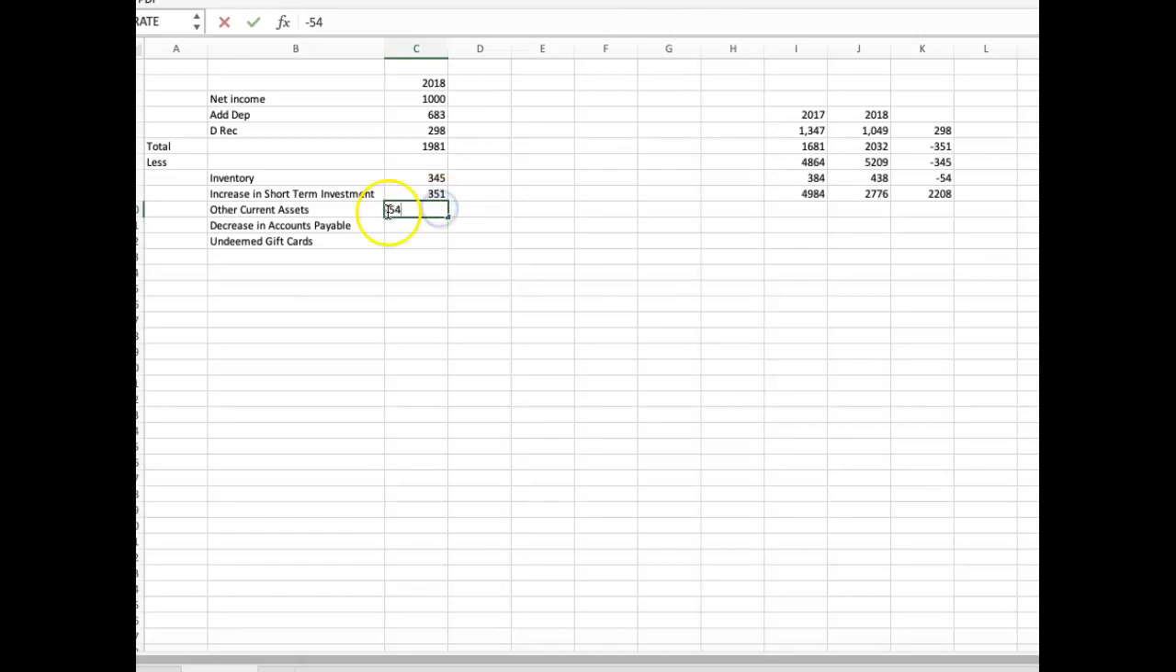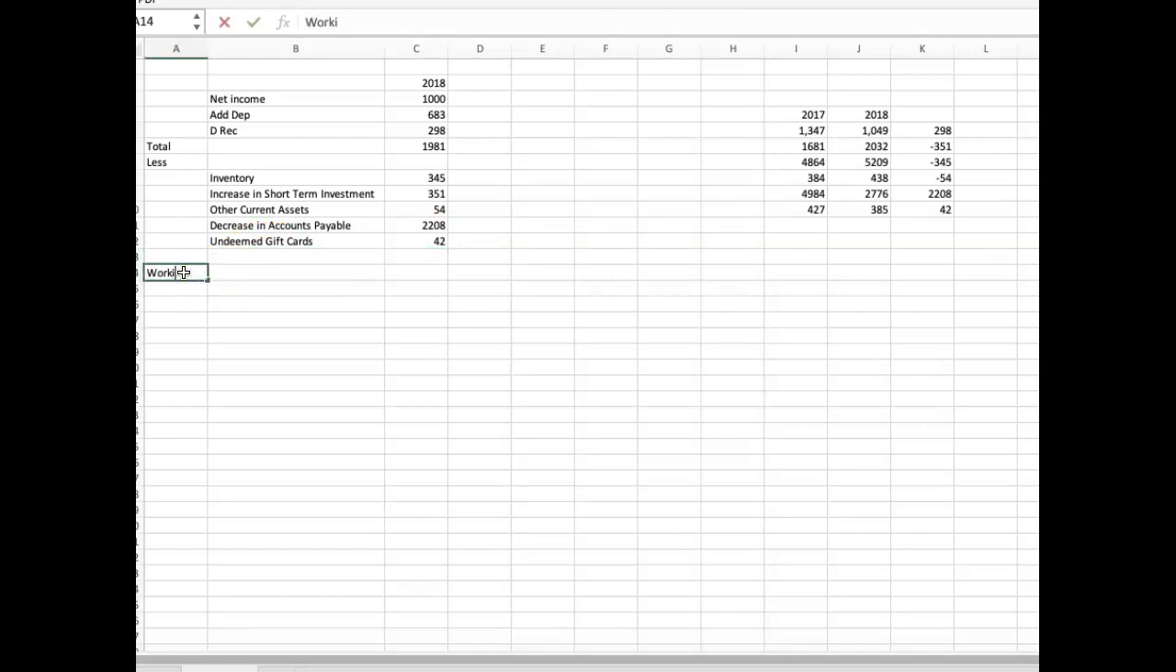Oops, I shouldn't put that negative in there. 2,208. Okay, unredeemed gift cards was 427, and then 485. That was $42. All right.